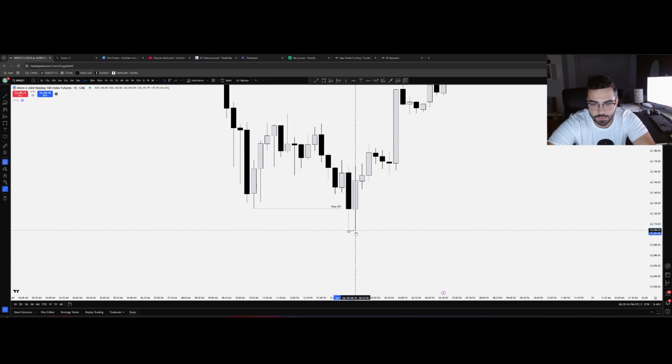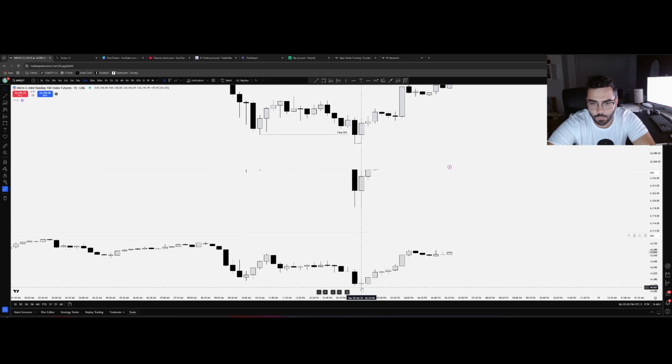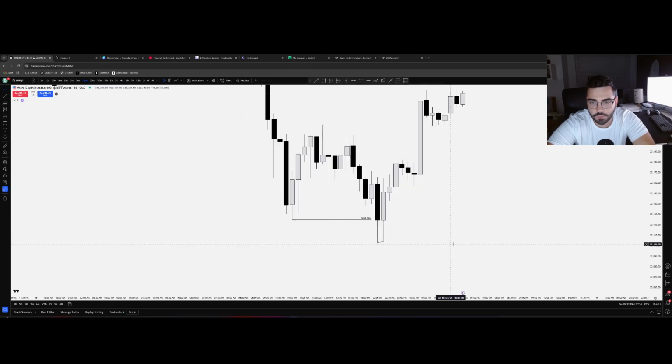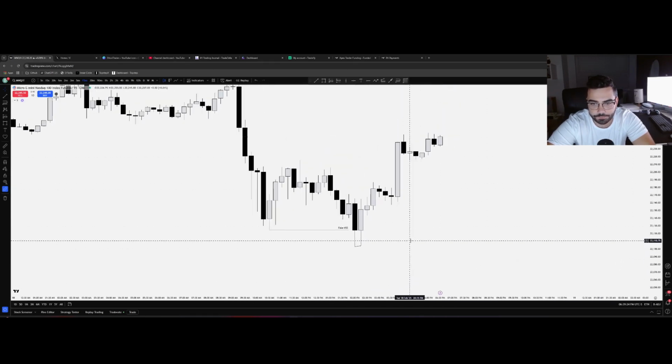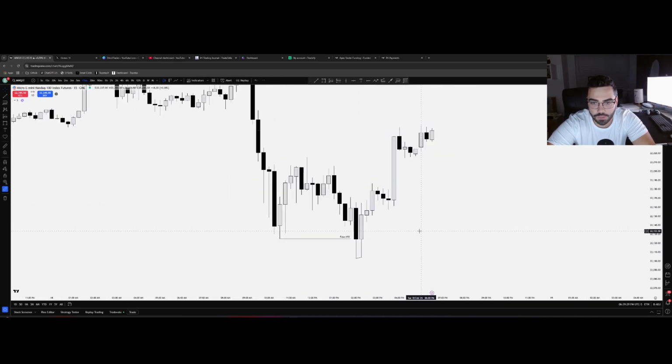We actually SMT'd this low with YM, left equal lows, but YM did end up taking this low, so I disengaged at this time. But that doesn't mean there's still not a potential setup later on.